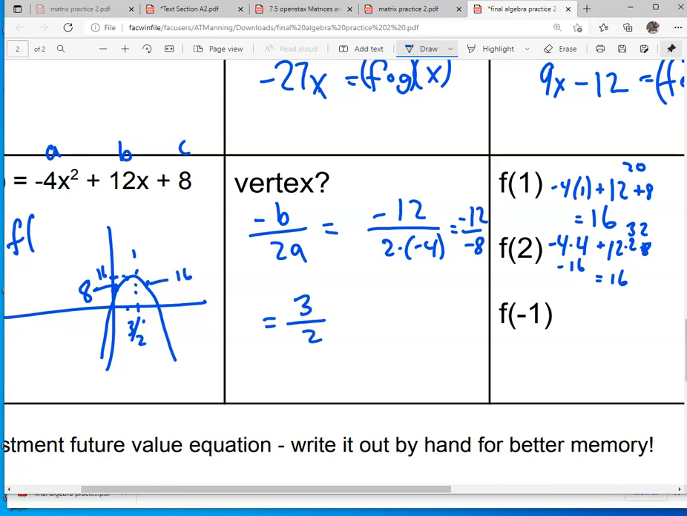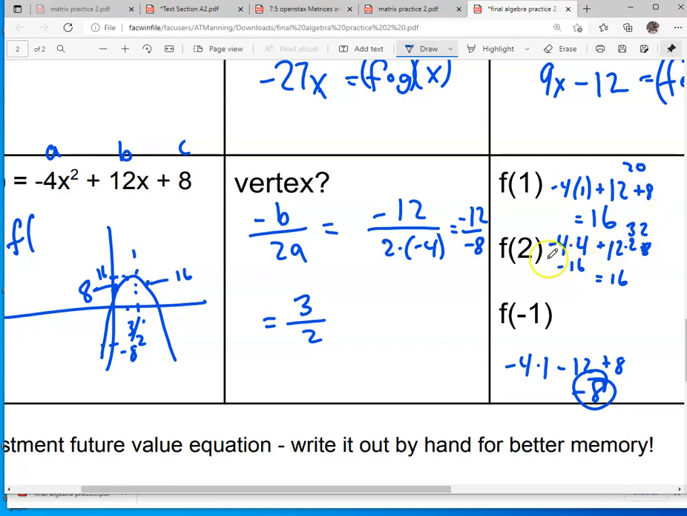And f of negative 1, well, we just feed a negative 1 in there. That's negative 4 times negative 1 squared times 1, plus 12 times negative 1, or minus 12, plus 8. It's just arithmetic now. It's negative 4 minus 12, that becomes negative 16, plus 8, that becomes negative 8. So I'm over here at negative 1, I'm down here at negative 8. But all we did there was put that value into where x is.